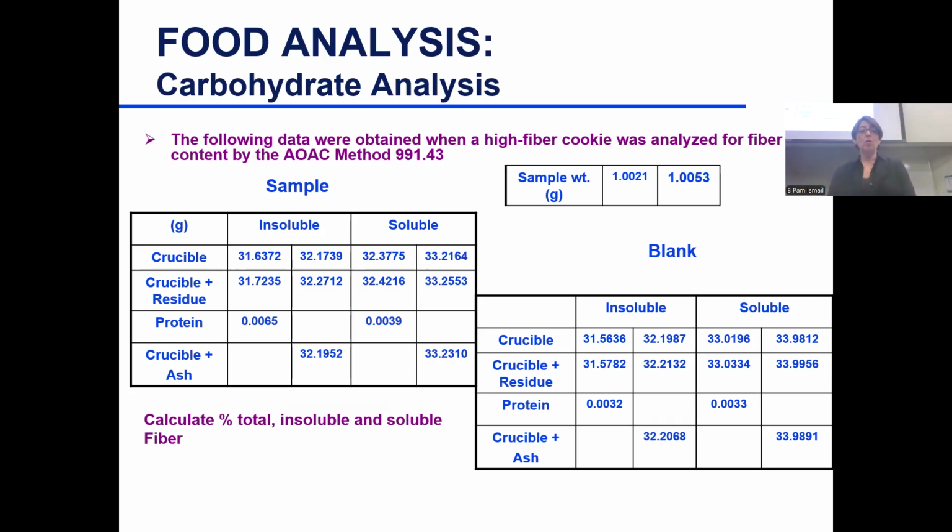We always run a blank because the reagents that we use might be contaminated. So might be a source of protein contamination or salt contamination, ash contamination. So we always run crucibles empty, not having any sample or fiber from the sample.